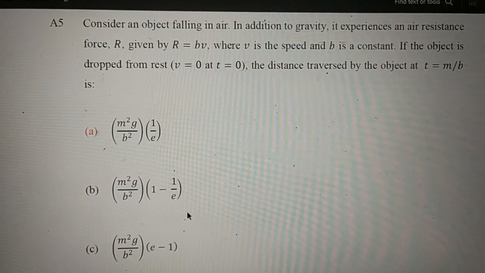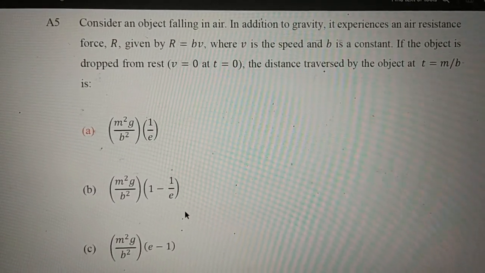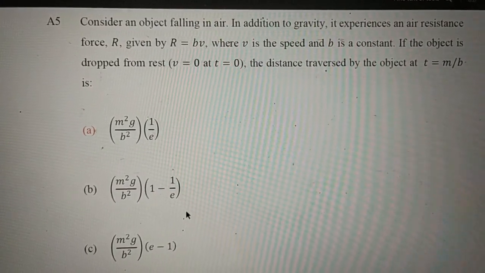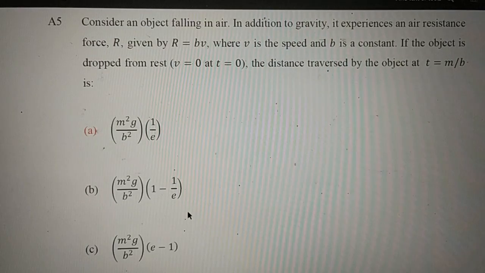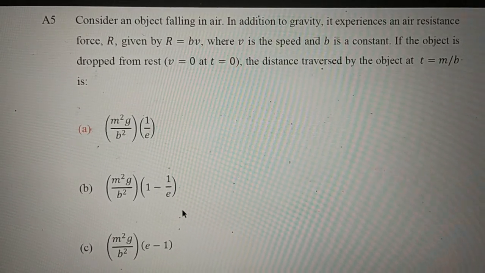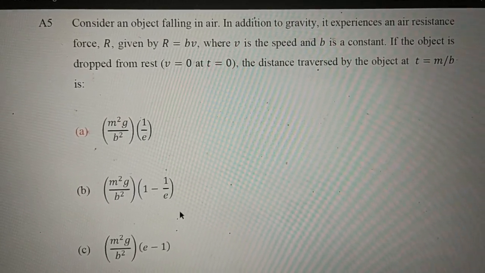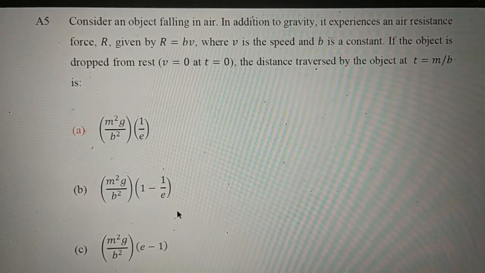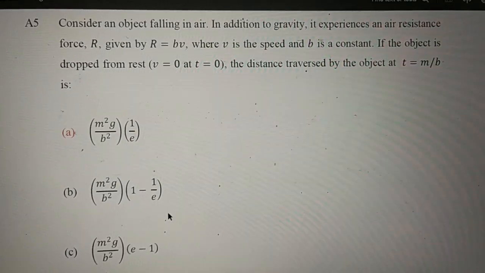Consider an object falling in air. In addition to gravity, it experiences an air resistance force R, given by R is equal to b into v, that means linearly proportional to velocity, where v is the speed and b is a constant. If the object is dropped from rest, v is equal to 0 at t is equal to 0. The distance traversed by the object at t is equal to m by b is.